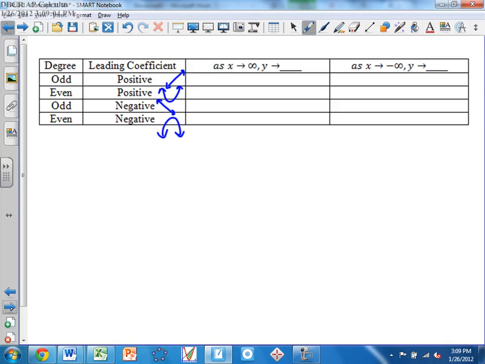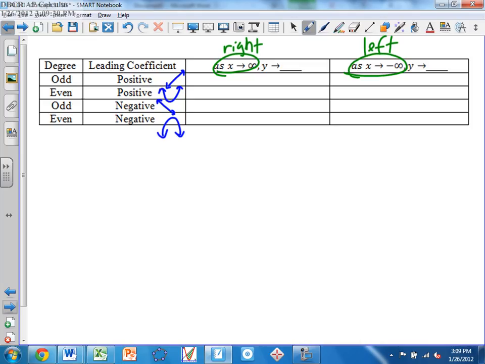So here, for this problem, we want to talk about as x goes to infinity. So as the graph goes to the right, what happens? As the graph goes to the left, what happens? So, again, it does not matter what your function is. All that matters is that you know the positive or negative coefficient and even or odd degree. Again, it doesn't matter what the function actually is.